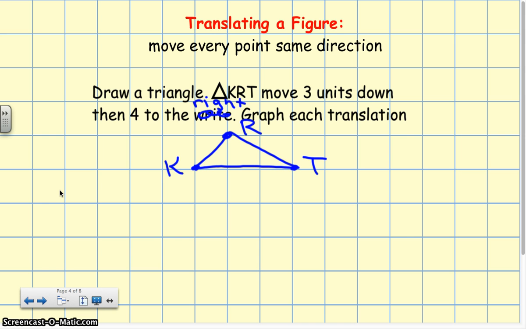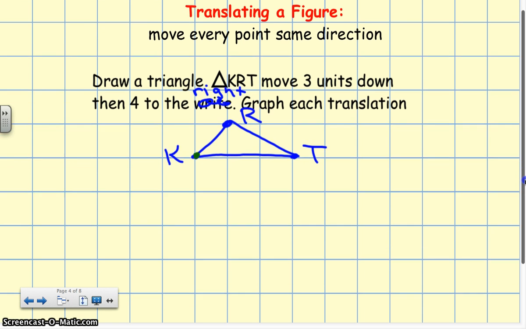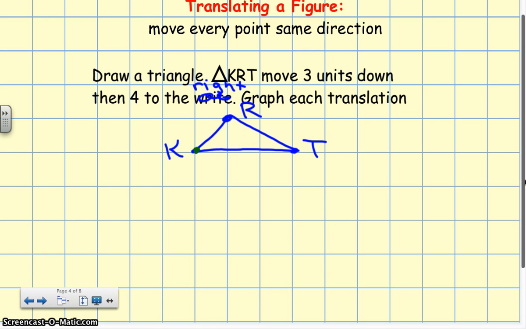And then I'm going to graph the translation. That means I'm translating the shape. So how do I do it? I pick a vertex and I just start. I only move my vertices, my points. So I'm going to go 3 units down and then 4 to the right. So 1, 2, 3, 1, 2, 3, 4. There's my new spot. I'm going to move R 3 units down, 1, 2, 3, and 4 units to the right, 1, 2, 3. There's my new one.